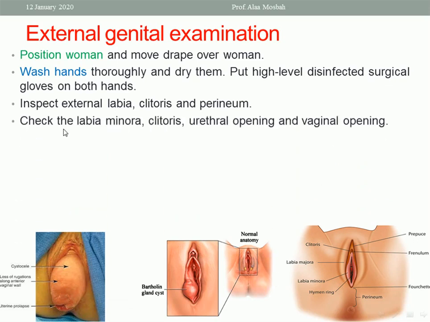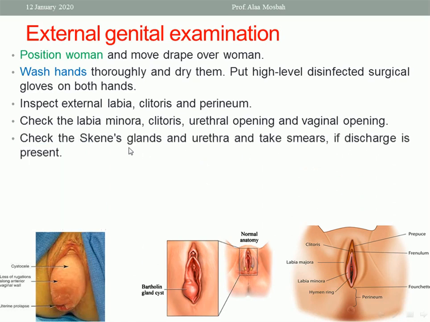So, check labia minora, clitoris, urethral opening, and vaginal opening. Check Skene's glands and urethra and take a smear if discharge is present. This is the external urethral meatus and the Skene's glands beside. If any discharge, take a smear from it. If any discharge is coming from a Bartholin cyst, take a smear also.